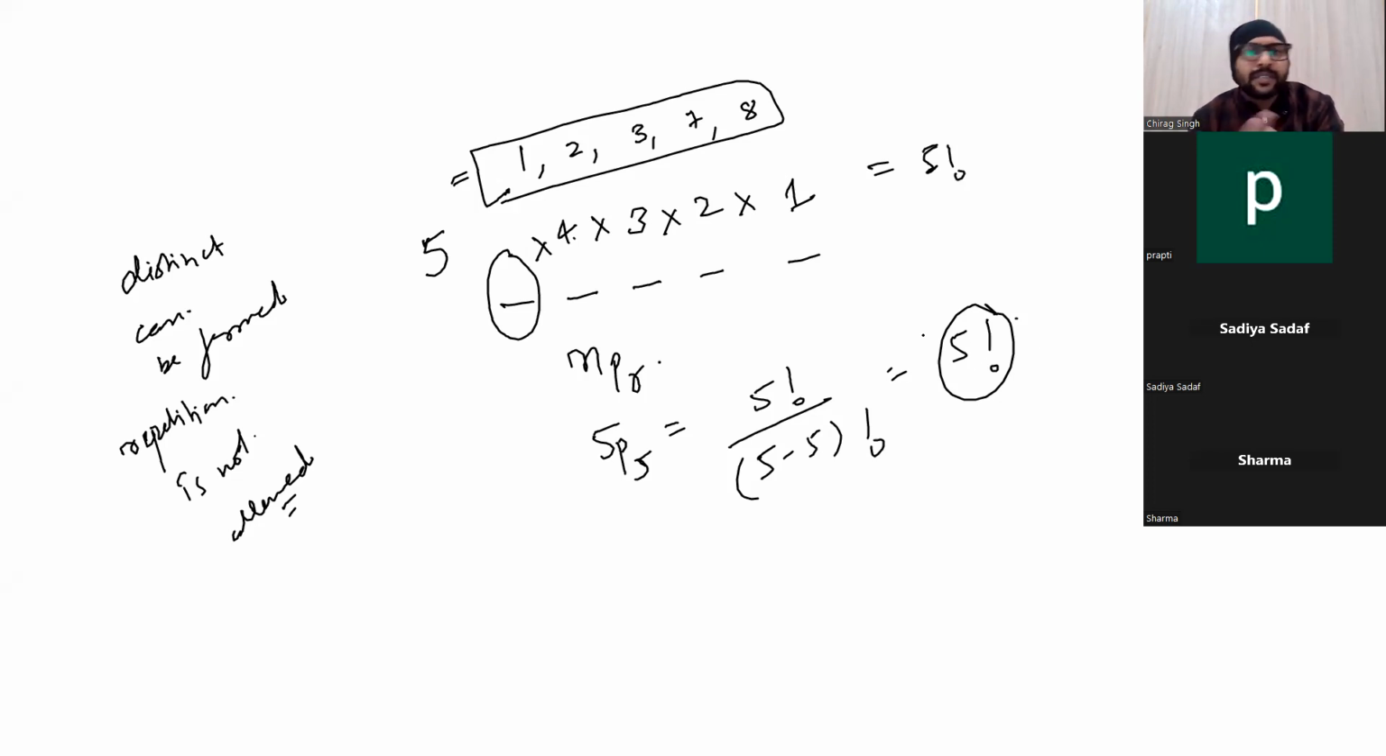It is the same as the case which we discussed with the alphabets. Understood? So the total number of cases will be 120. Similarly, if the repetition had been allowed, then the number of cases would be 5 to the power 5.